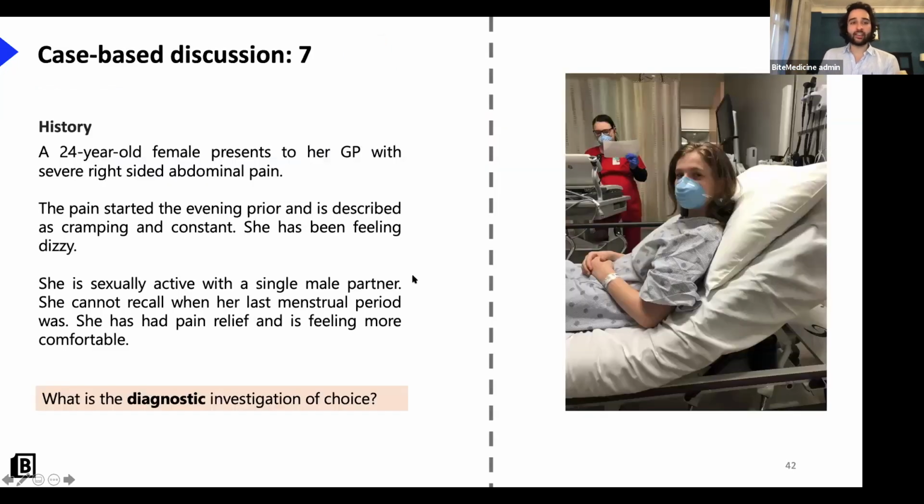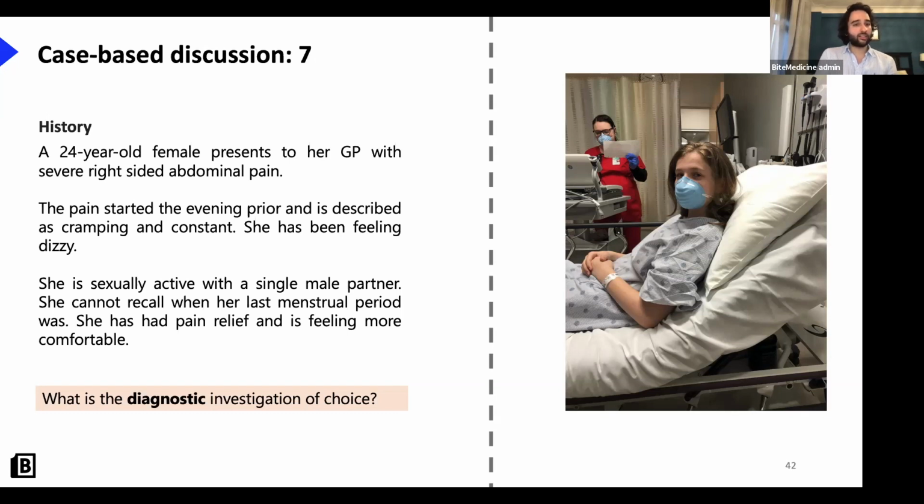Now, next case, thinking once again about right lower quadrant pain. We have this lovely lady here, a 24-year-old female, who presented to her GP with severe right-sided abdominal pain, but she's ended up, as you can see, in the emergency department. It's COVID time, so everyone's wearing their masks. She tells us a little bit more about this pain.